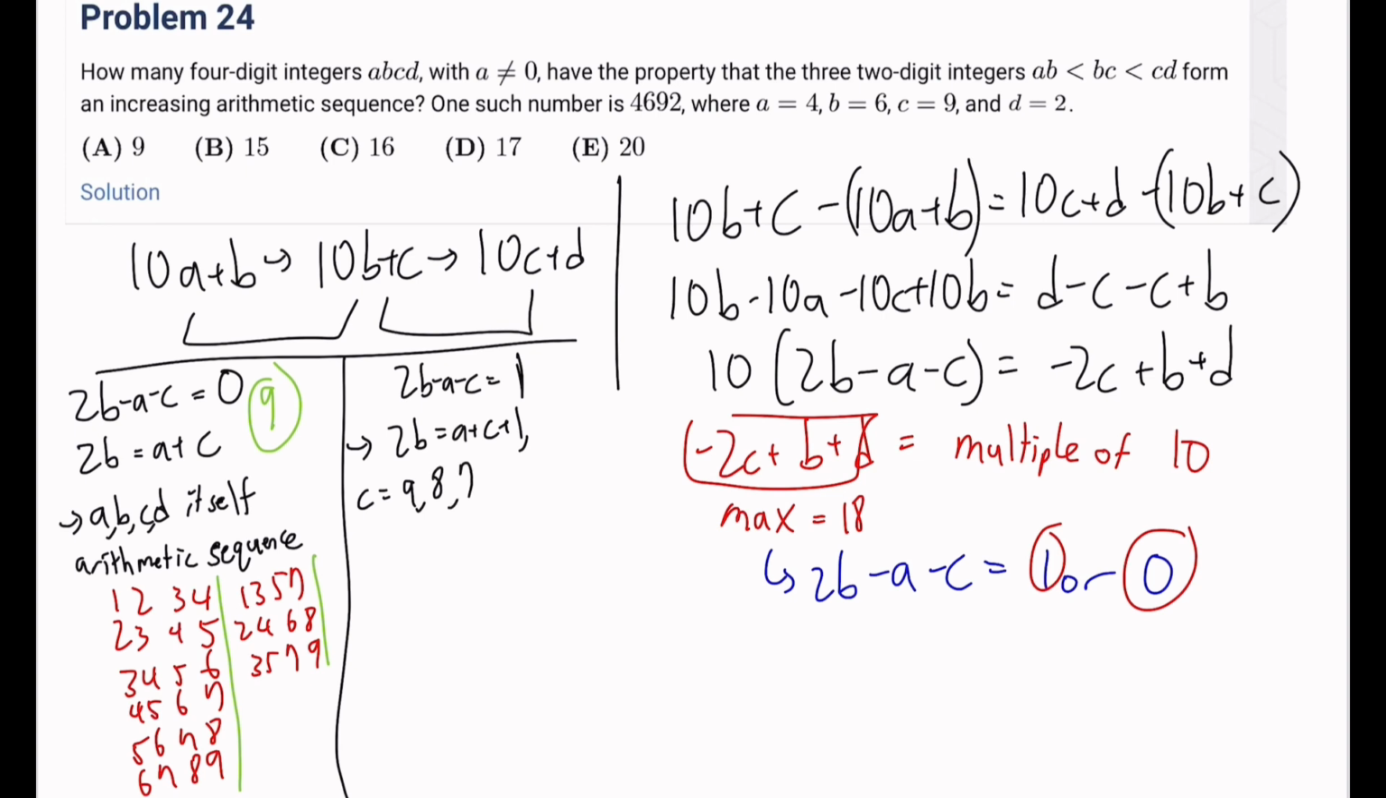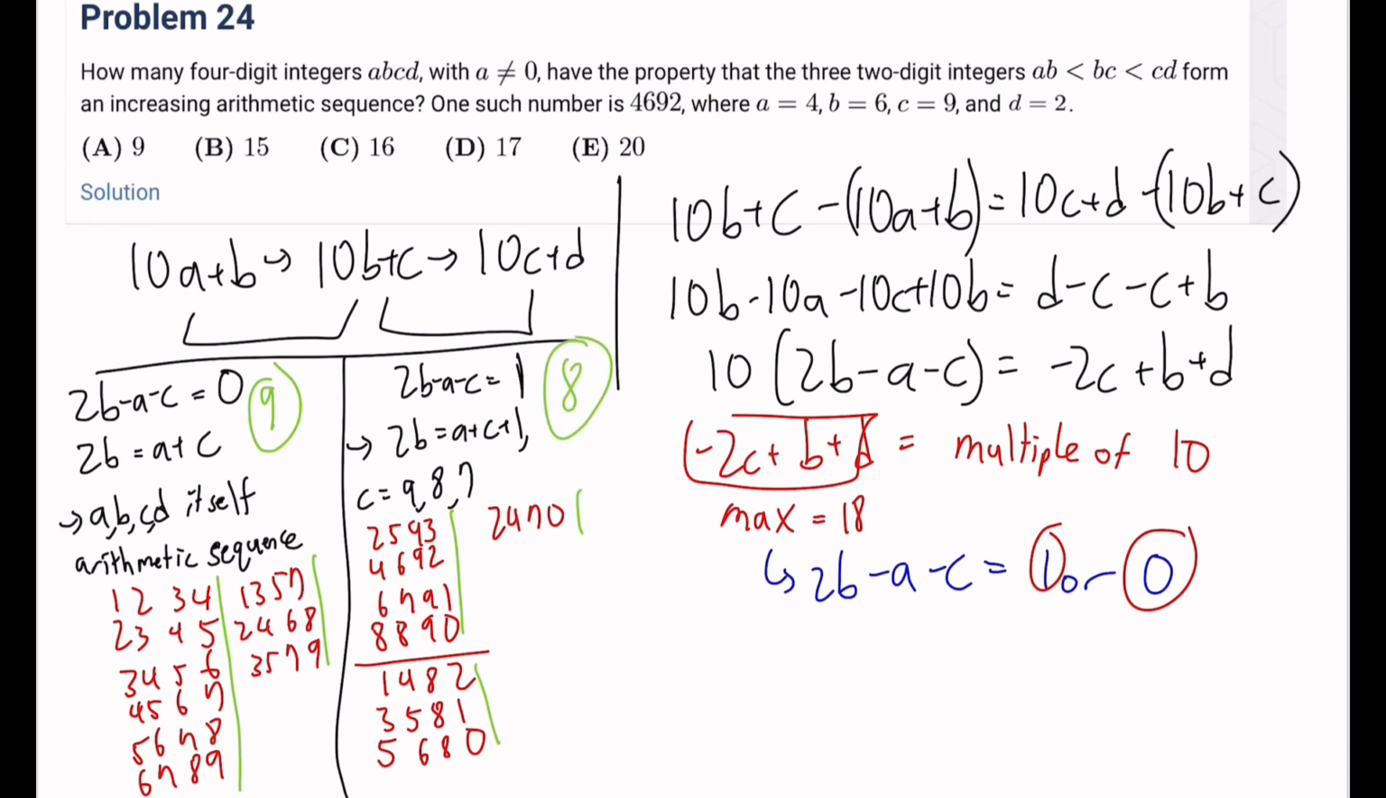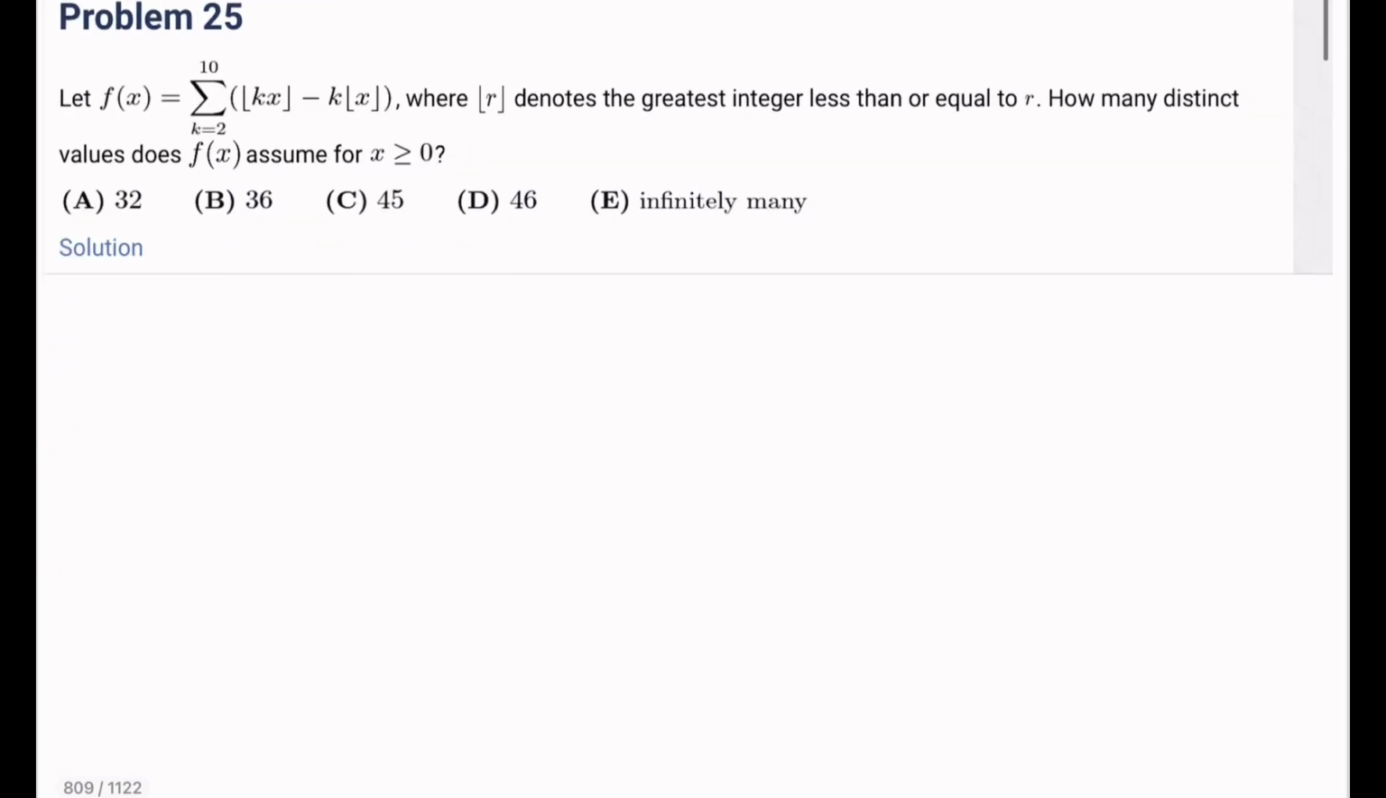And so when c is 9, it's 2, 5, 9, 3, or 4, 6, 9, 2, or 6, 7, 9, 1, or 8, 8, 9, 0, right? And when c is 8, it can be 1, 4, 8, 2, 3, 5, 8, 1, or 5, 6, 8, 0. And when c is 7, it can be 2, 4, 7, 0, and that's all, right? And so that gives us 4, 7, 1. So that's 8 values. So our total is 9 values plus 8 values, which is 17. The answer is D.